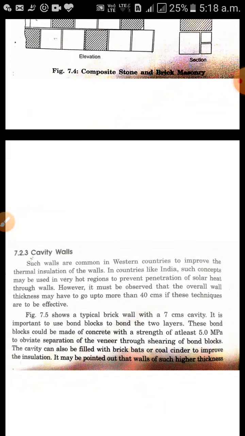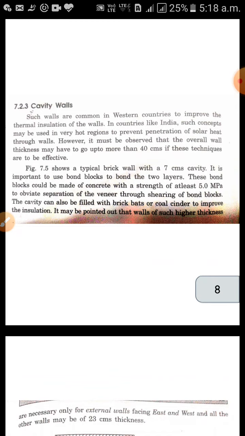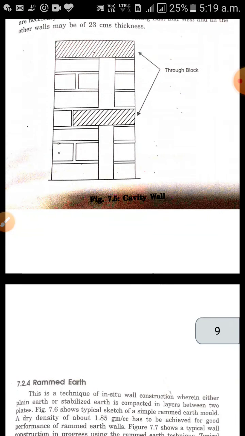And cavity walls. So this is common in the Western countries where you have a cavity. See the diagram, you have a cavity in between. So this results in thermal insulation. What is more important here is the diagram, and what is the purpose achieved by using this technique. Either there will be saving of material, should be cost effective, or you should have thermal insulation. If you have thermal insulation, well and good in Western countries because they have a cool climate.